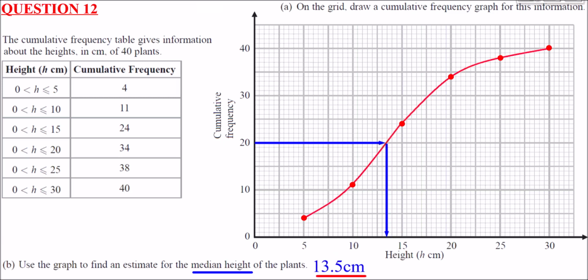So 13.5 would get full marks, but because you may have drawn your curve slightly different to mine, and it is an estimate, any answer in the range between 13 centimetres and 14 centimetres inclusive would be enough to score full marks, so long as you've done a curve and you've evidenced that you've used your curve to get your answer, which needs to be in between 13 and 14 centimetres.